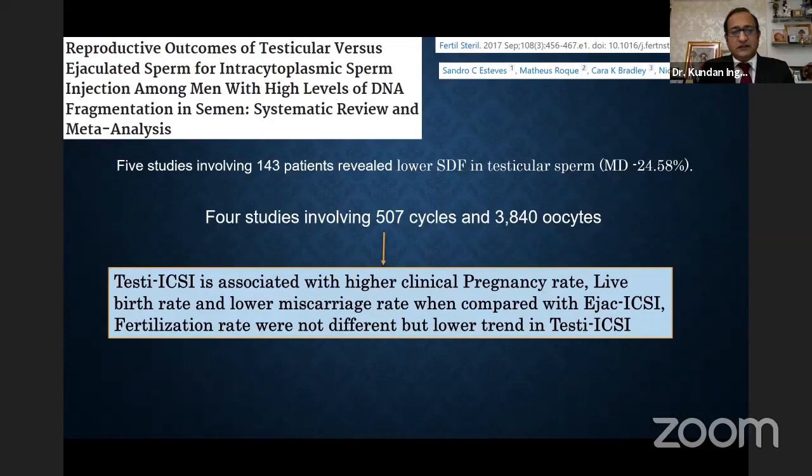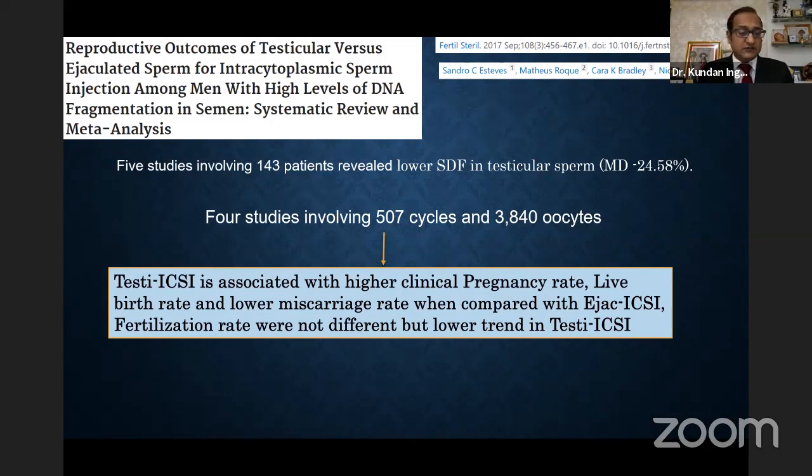Now, in this particular meta-analysis and systematic review, there were 5 studies involving 143 patients. They revealed that when it comes to testicular sperm, the DNA fragmentation index is significantly lower in these sperm. Also, there were 4 studies in this review which involved 507 cycles and 3,840 oocytes.